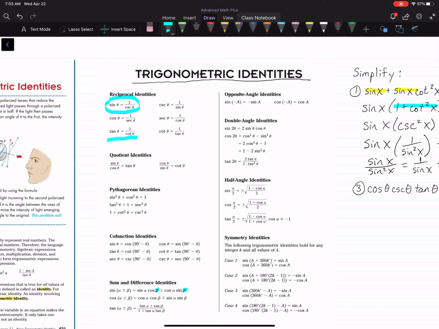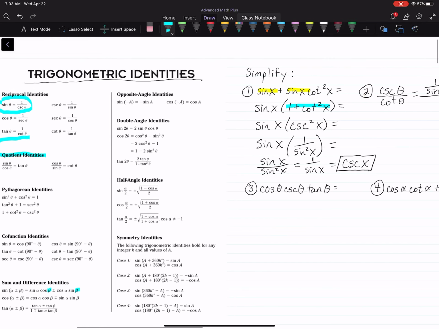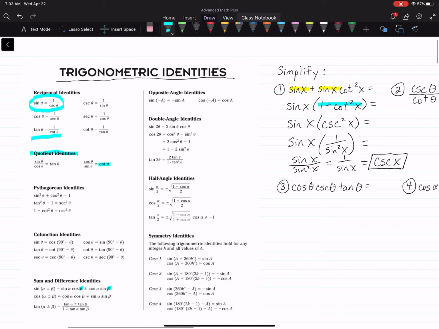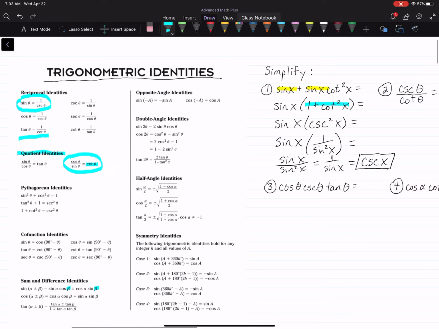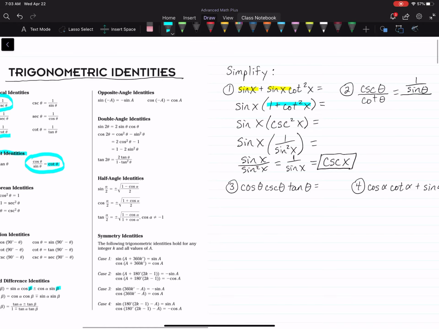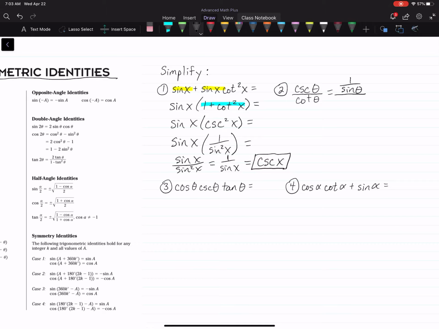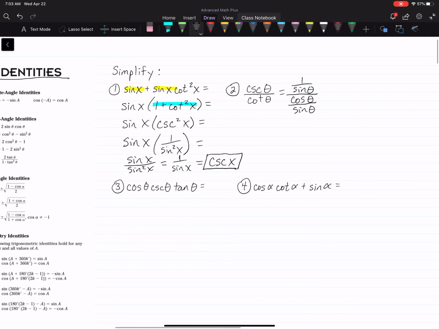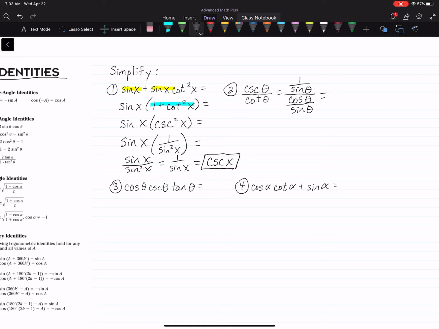So if you'll check out these quotient identities right here, it will tell you that the cotangent is equal to cosine over sine. So that's what I'm going to replace it with, cosine over sine. So this is cosine theta divided by sine of theta. Okay, and from here, basically, we just do math.